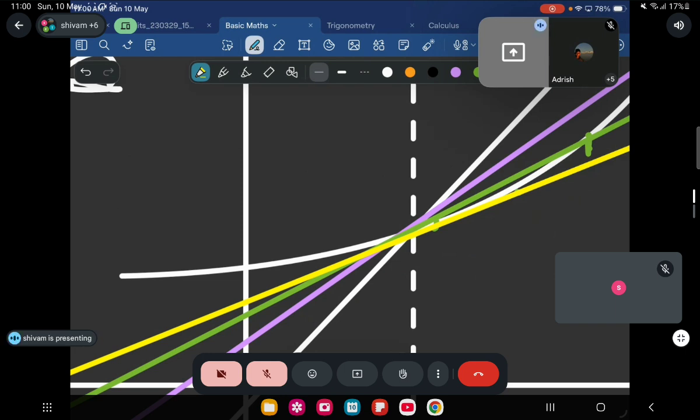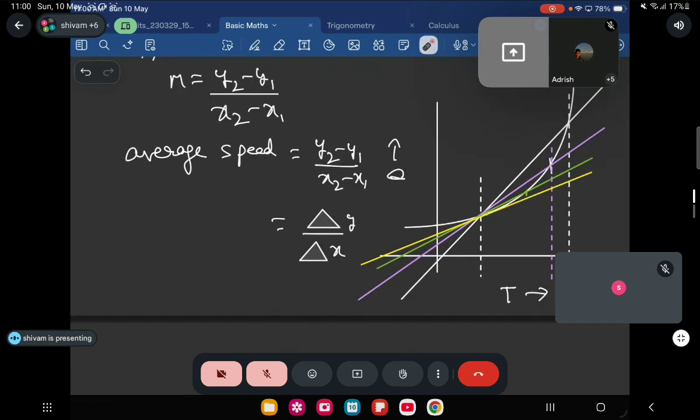If you're drawing the tangent at this point, this is the direction. Are you getting? If you're drawing the tangent at this point, this is the direction of the curve. At every point, the direction is changing. Are you people able to understand? At every point, at every instant, the direction is changing. That is why it is important.